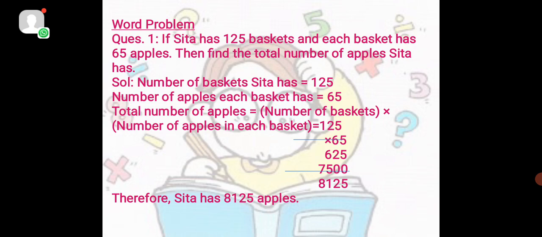And what is the resultant number? After adding 625 with 7,500, I get 8,125. Therefore, the solution statement is that Sita has 8,125 apples.